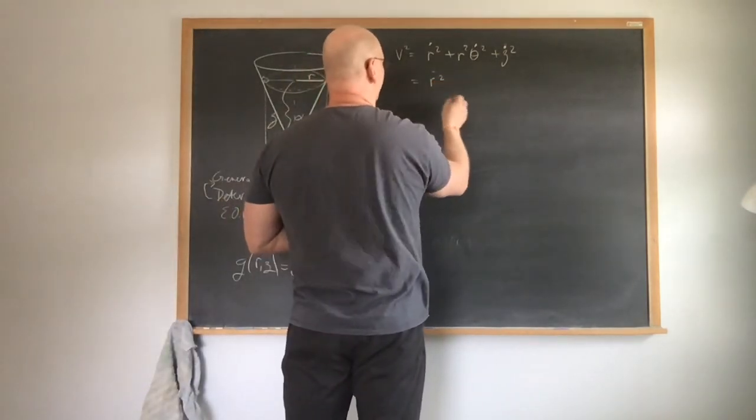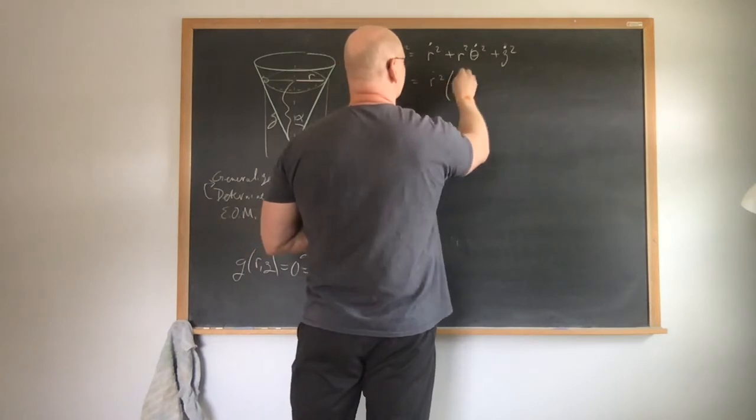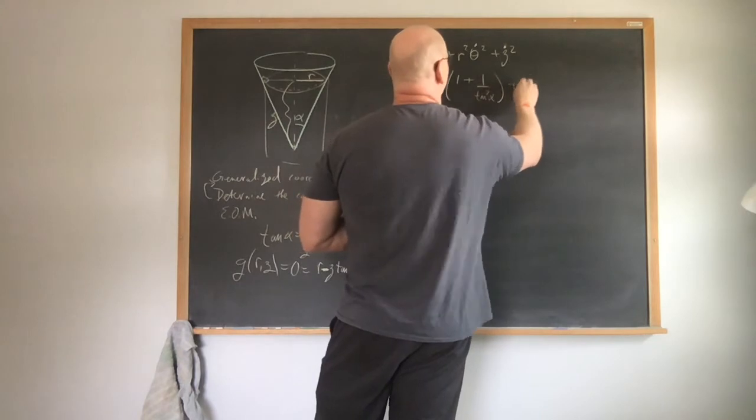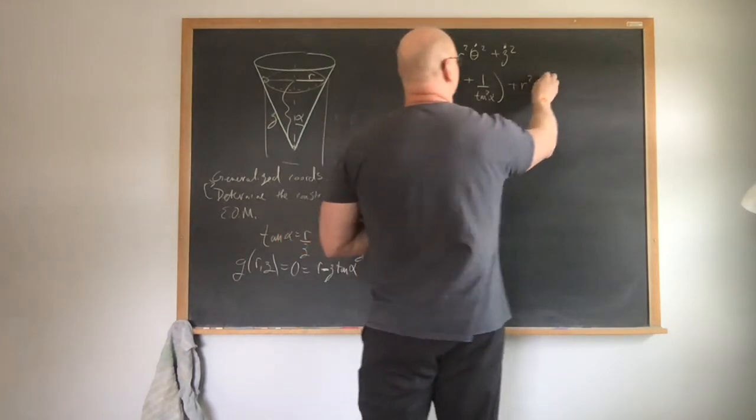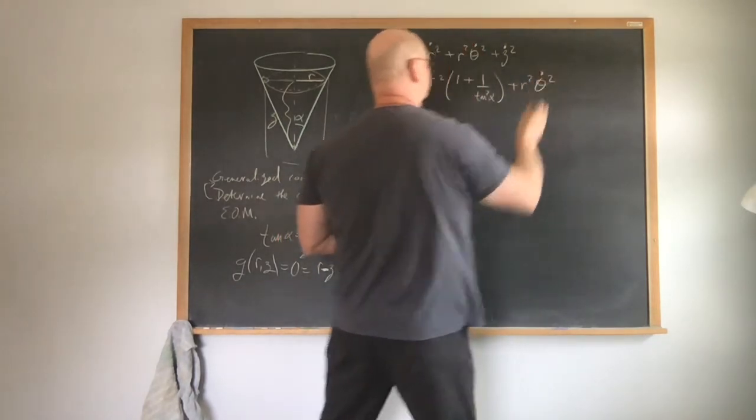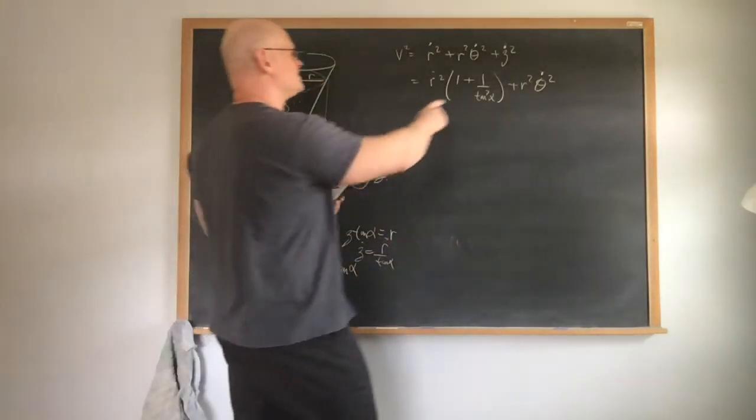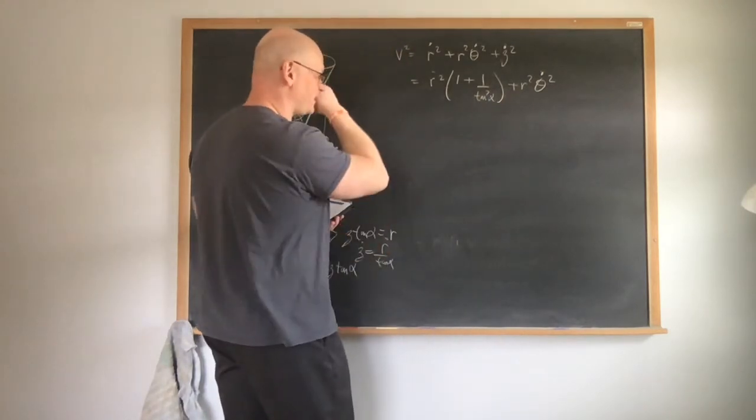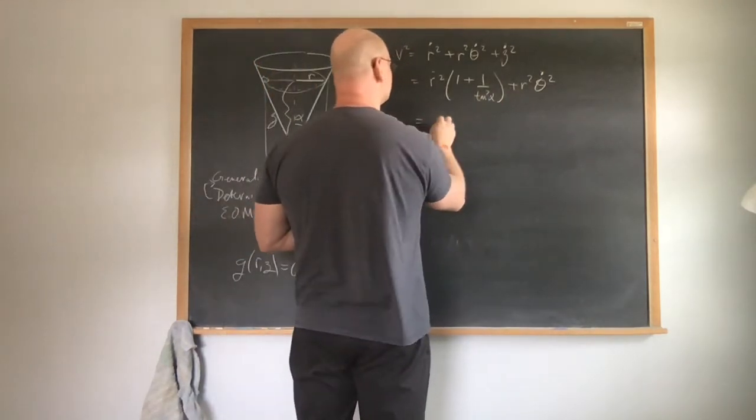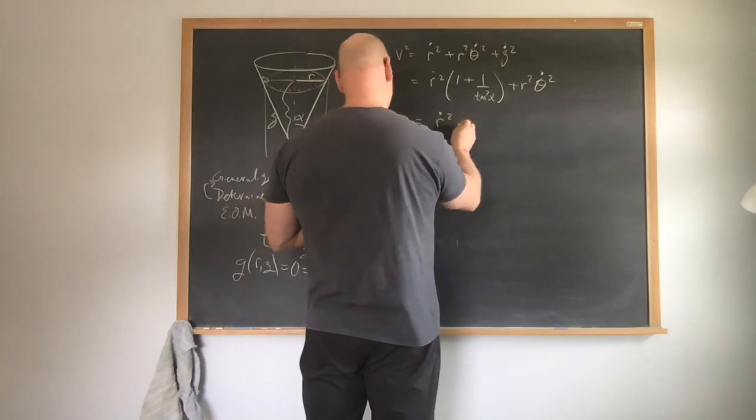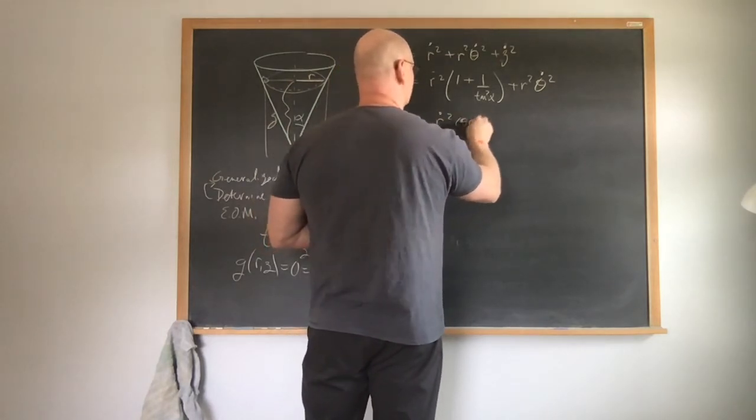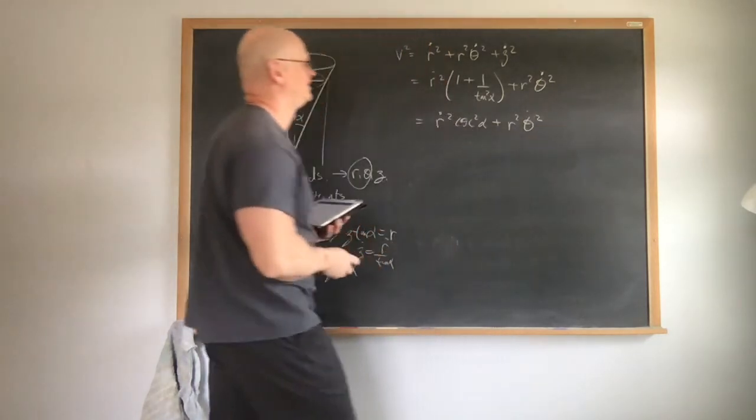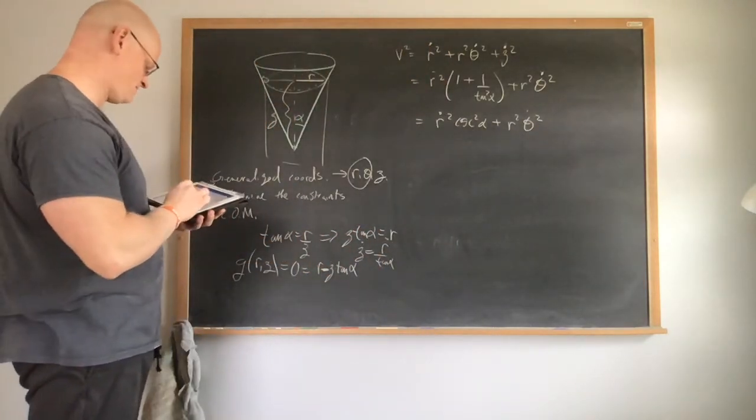So this is going to be the same thing as r dot squared times 1 plus 1 over tangent squared of alpha, plus r squared times theta dot squared. Again, this thing now just becomes r dot squared over tangent squared, but that's the same thing as cosecant. So it's going to be r dot squared times cosecant squared of alpha plus r squared times theta dot squared. Good. So this is our velocity term.